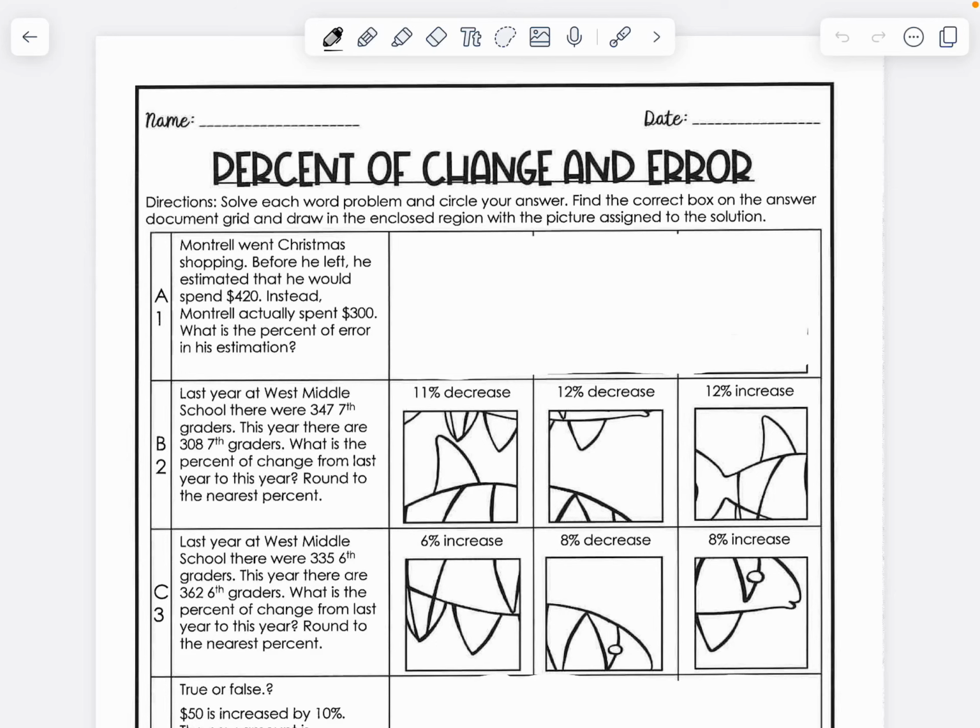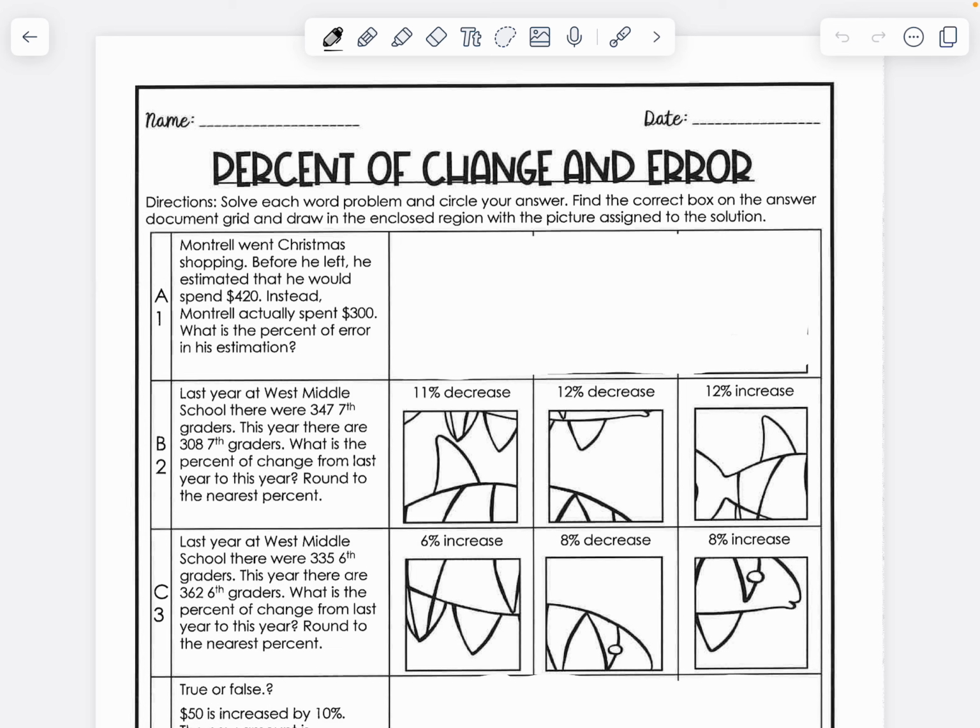So I thought I would help you with tonight's homework if you need a little help. All right, so let's look at the first one. It's just like our lesson. It says Montrell went Christmas shopping. Before he left, he estimated he would spend $420. Instead, he actually spent $300. So what is the percent of error?